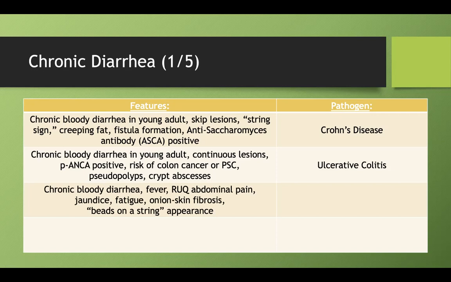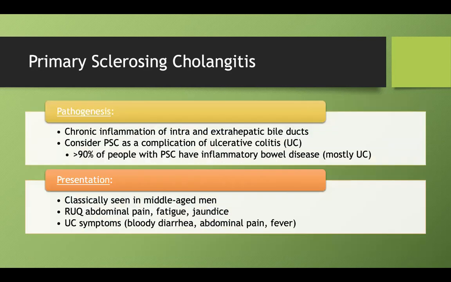What if you find somebody with chronic bloody diarrhea, fever, right upper quadrant abdominal pain, jaundice, and fatigue? They might mention onion skin fibrosis on a biopsy or a beads on a string appearance on a cholangiography. So now we're talking about primary sclerosing cholangitis, which is a potential complication of UC. So again, here's PSC. I talked about it a little bit in the UC section. You're going to see it as its own condition in the hepatobiliary unit.